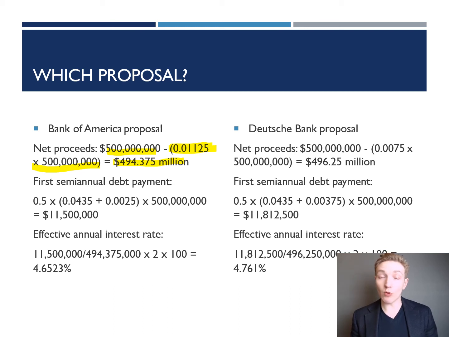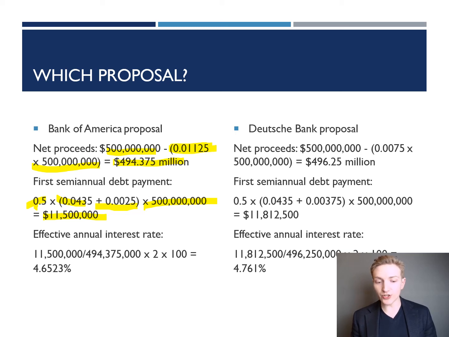Now we then want to look at, well, what's going to be our cost in interest? Our first semi-annual debt payment, to get that, we take our LIBOR plus our spread. So the LIBOR was 4.35. Now our additional premium was this 0.25%. Then we're going to have that for half a year, so for 6 months, so we multiply it by 0.5. Then we multiply it by our principal amount of 500 million. So that will give us about $11,500,000 as our interest.